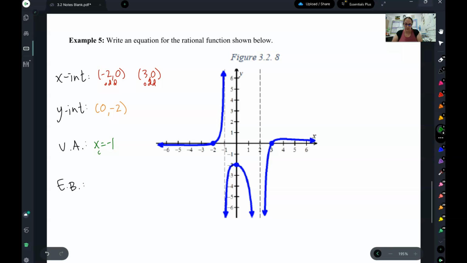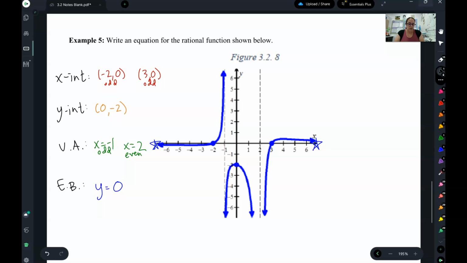It points opposite directions. And I have a vertical asymptote at 2, and it's even because it points the same directions. And then for my end behavior, it looks like both ends of this graph are pointing towards 0. They're getting closer and closer to 0. So I need to create an equation that has all of these things.